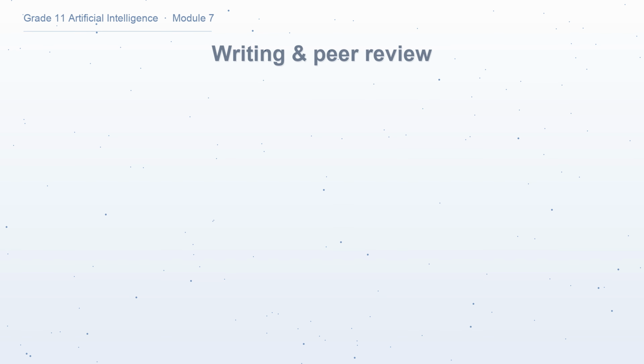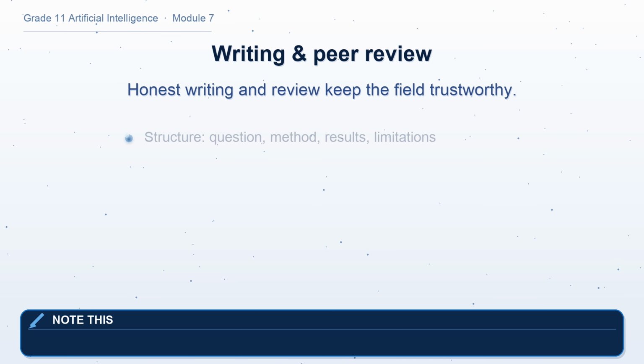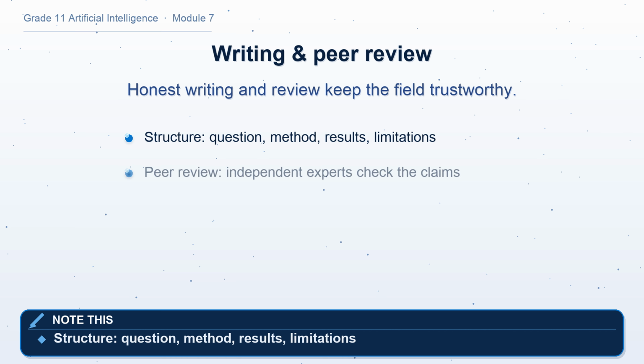The next stage is writing the work up and putting it before others. A paper states the question, the method, the results, and the limitations, so a reader can follow and judge it. Before it is published, it goes through peer review, where independent experts check the claims for flaws.